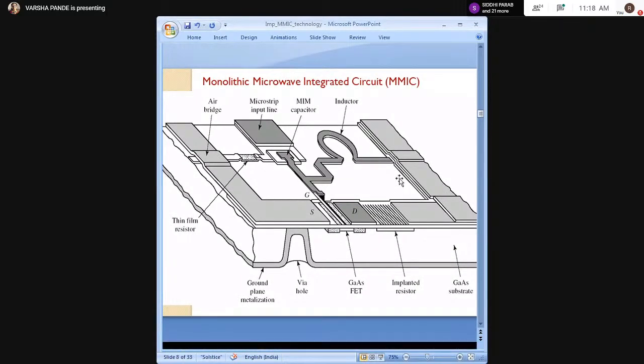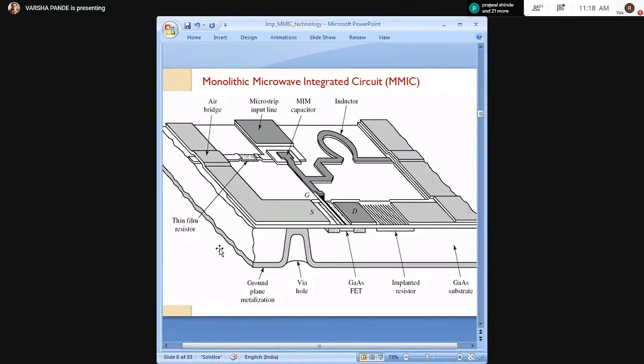Now in the diagram you can see one example of a monolithic microwave integrated circuit, in which different components are fabricated above the chip. This is a gallium arsenide substrate. Above this you can see the resistor, the air bridge, the microstrip input line, and the MIM capacitor. Then you can see a field effect transistor is fabricated.